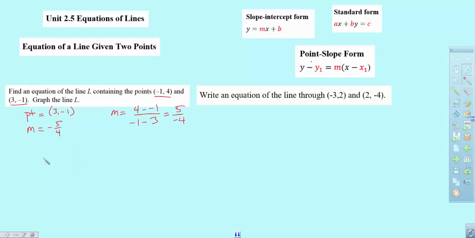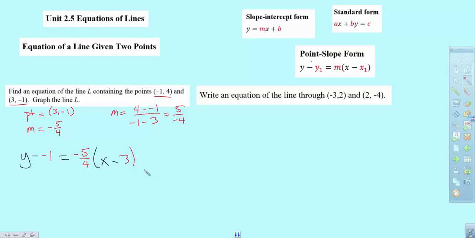And now I'm ready to plug into my point slope formula. So this would be y minus negative 1 is equal to negative 5 over 4 times x minus 3. Alright, so same deal.